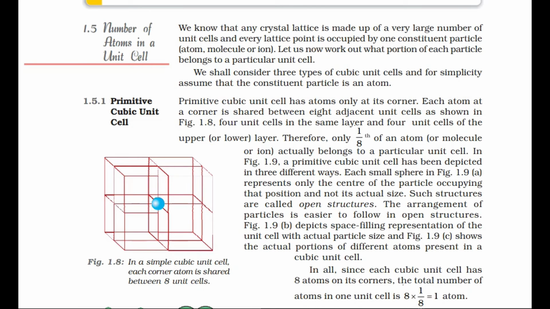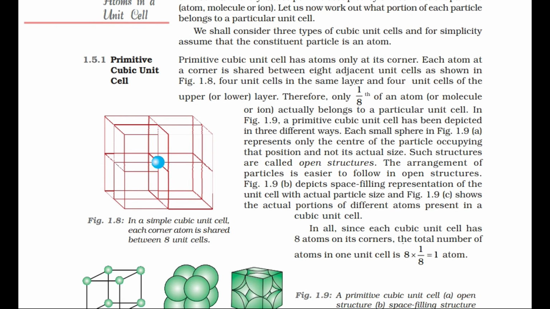Number of atoms in a unit cell. We know that any crystal lattice is made up of a very large number of unit cells, and every lattice point is occupied by one constituent particle: atom, molecule, or ion. Let us now work out what portion of each particle belongs to a particular unit cell. We shall consider three types of cubic unit cells, and for simplicity assume that the constituent particle is an atom.